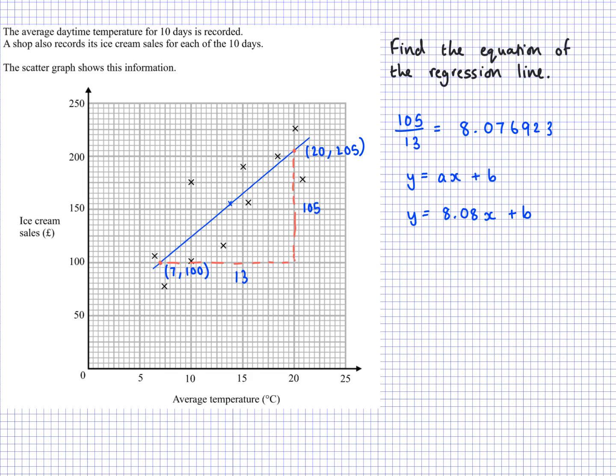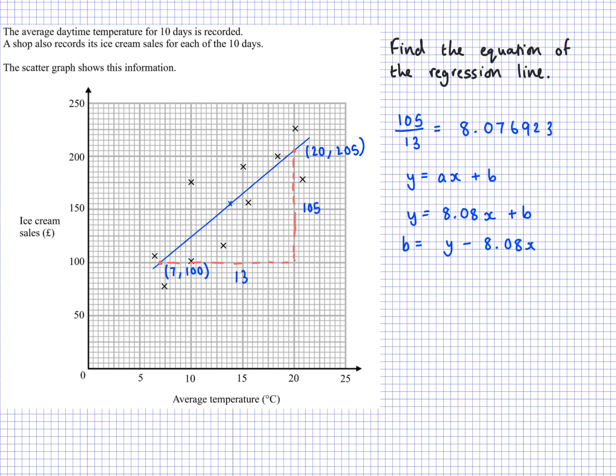Now I want to find the value of b, and what I showed you before is if I subtract this bit and move it to this side, I get an equation written in terms of b. So b is equal to y take away 8.08x. Now to find the value of b, I can choose either one of my points, either 7, 100 or 20, 205, and substitute those values for x and y. I'm going to use this one because it has easier numbers.